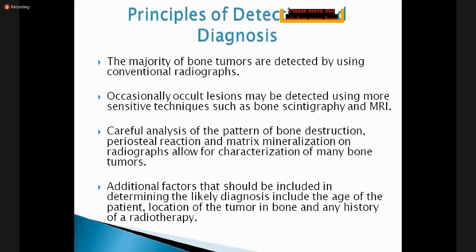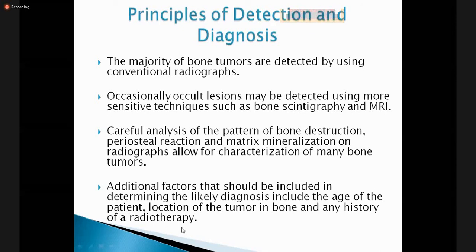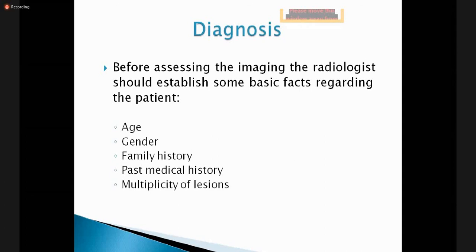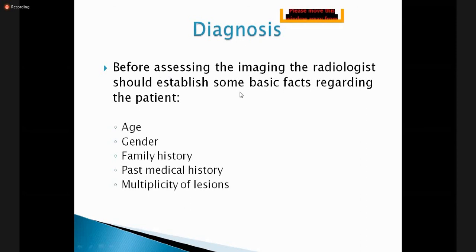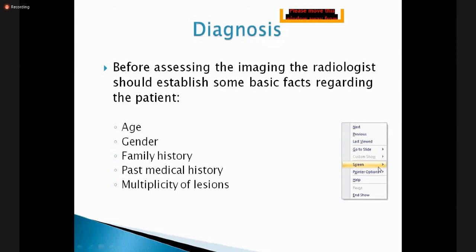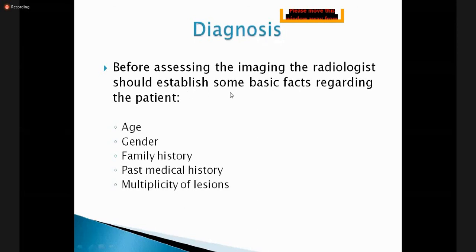The additional factors that should be included in determining the likely diagnosis include the age of the patient, location of the tumor in bone, and any history of radiotherapy. Because some tumors arise due to chemo-radiotherapy given for certain other tumors. Before assessing the imaging, the radiologist establishes some basic facts regarding the patient: age, gender, family history, past medical history, multiplicity of the lesion.